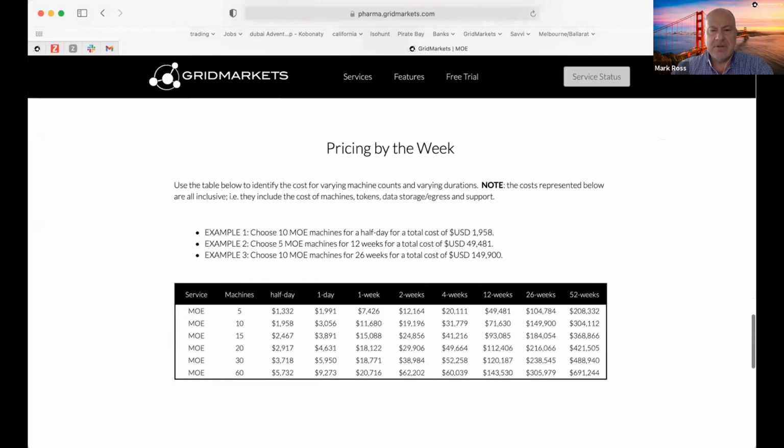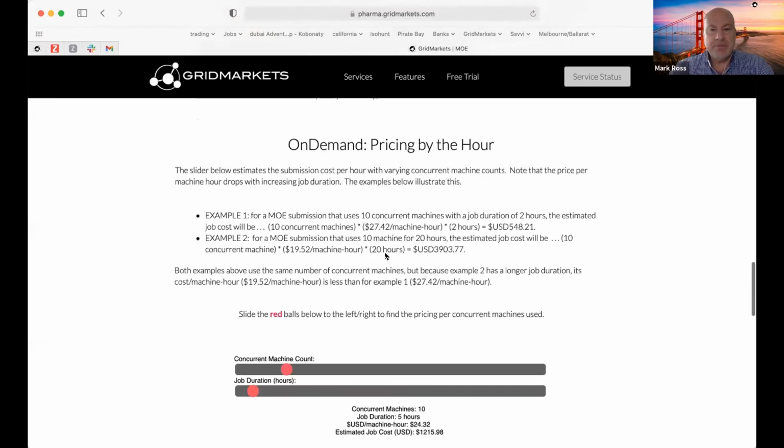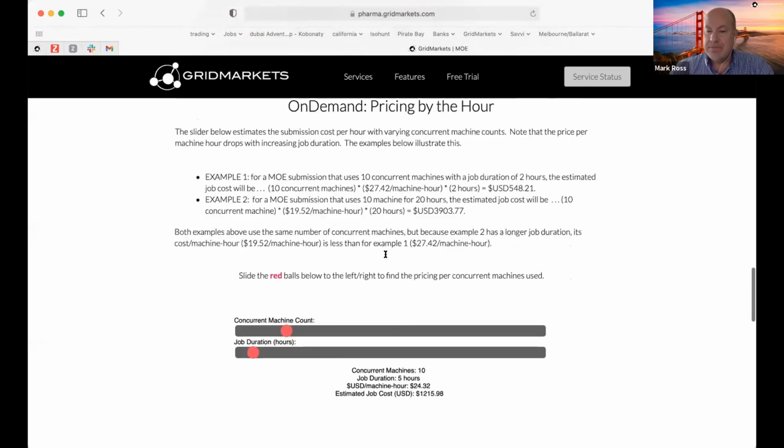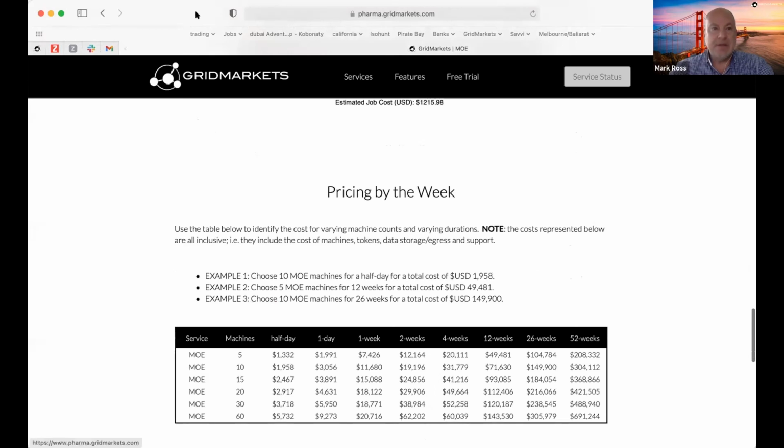Again, down here, if you have a number of submissions perhaps that you want to do in a given period, or you just want to, in effect, create your own cluster for a short period of time, you can use the by the week option. These columns reserve a certain number of machines for you for that period of time, and you can reserve 5, 10, up to 60 machines for, again, a half a day, 1 day, or whatever suits you. So in short, you can pay by the hour, or you can pay by the week. Thank you, Kim.